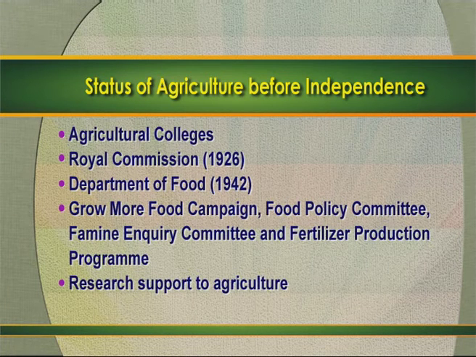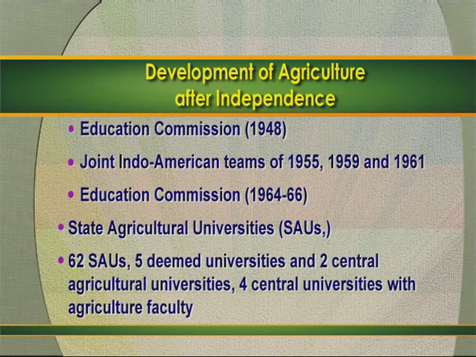The Royal Commission was constituted in 1926 and submitted its report in 1928. The Department of Food was created in 1942 to meet the food requirement. Grow More Food Campaign, Food Policy Committee, Famine Inquiry Committee, and fertilizer production programs were initiated around 1945. A number of research supports were given to agriculture by creating research institutions. Now we will move to the development of agriculture after independence.